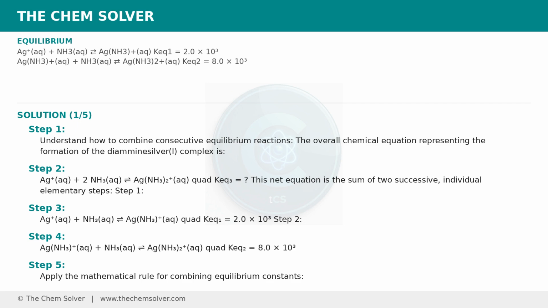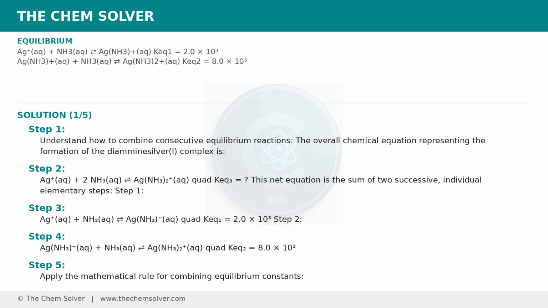Step 1. Ag⁺ + NH₃ is in equilibrium with Ag(NH₃)⁺, K_eq1 equals 2.0 times 10 to the power 3. Step 2. Ag(NH₃)⁺ + NH₃ is in equilibrium with Ag(NH₃)₂⁺, K_eq2 equals 8.0 times 10 to the power 3.